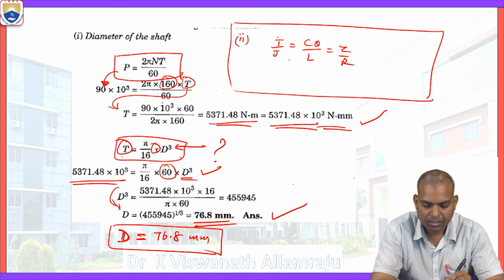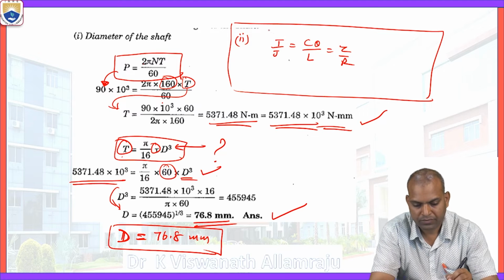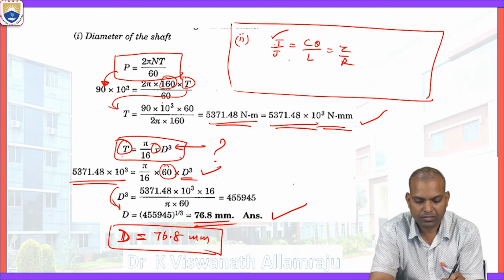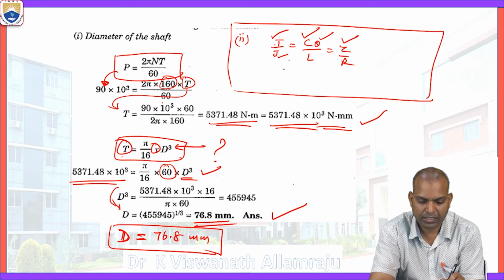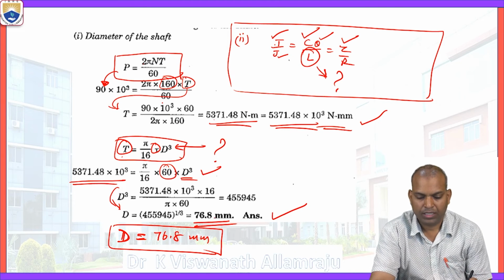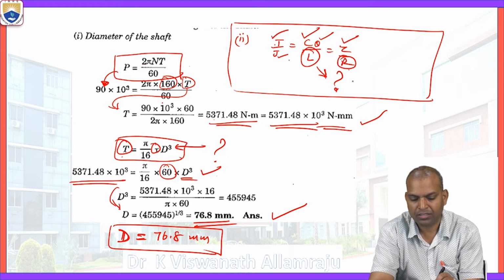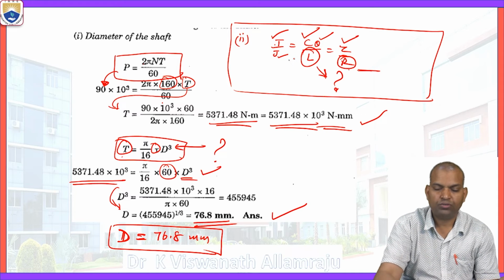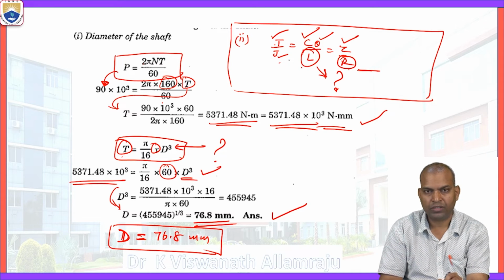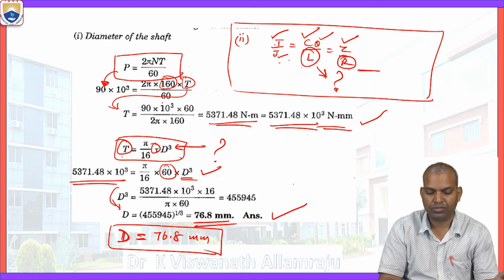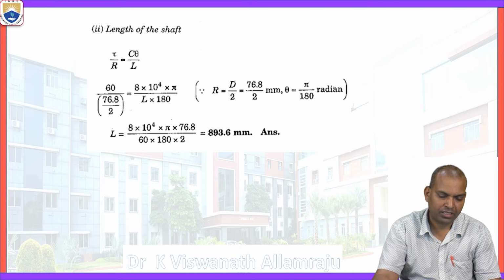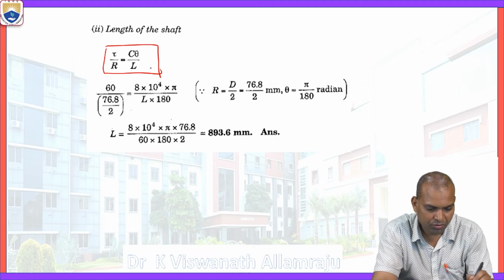Now here, we know the torque, the shear stress, the modulus of rigidity value, and theta. J is pi d power 4 by 32, and L we have to find out. There is another relation with R, the radius of the shaft, which we can also find out. If we use any two equations, equation 1 equal to equation 2, or equation 1 and equation 3, we can calculate by another method. Now here we see tau by R equal to C theta by L.